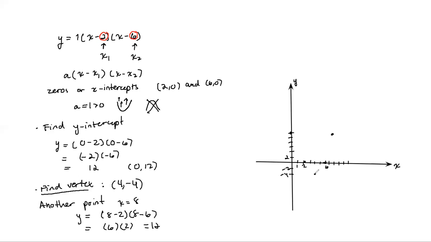So the function will look something like this. And here we go. It's not exactly the same, and it's not very well drawn, but at the end of the day, that's the idea. So this here is the graph of the function y is equal to x minus 2 times x minus 6.